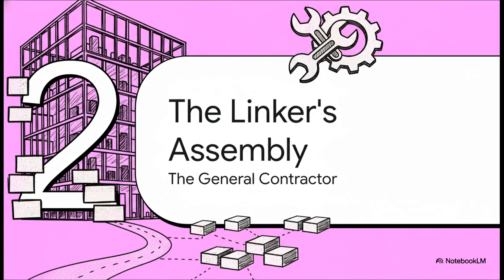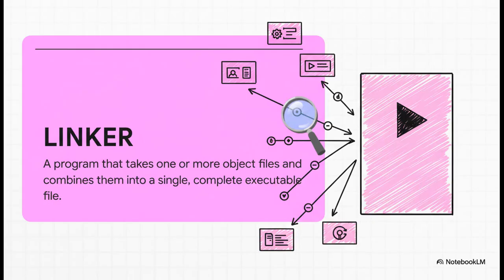Okay, so we've got our translated instructions. But modern programs, just like modern buildings, are almost never built completely from scratch. And that's where our general contractor comes into the picture, the linker. Its job is all about assembly. The linker is the master assembler. It takes that main set of instructions that the compiler translated, and then it starts looking around for all the other pieces it needs to create one complete functional structure.